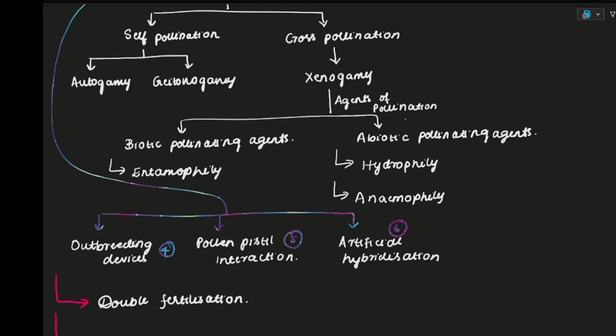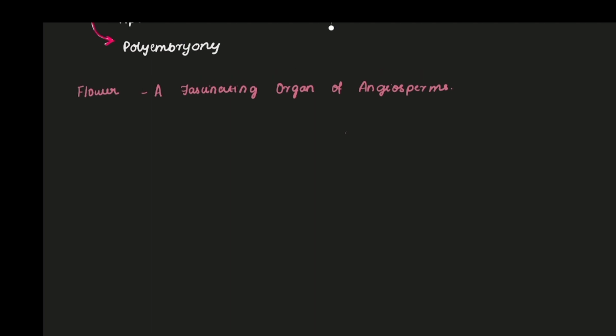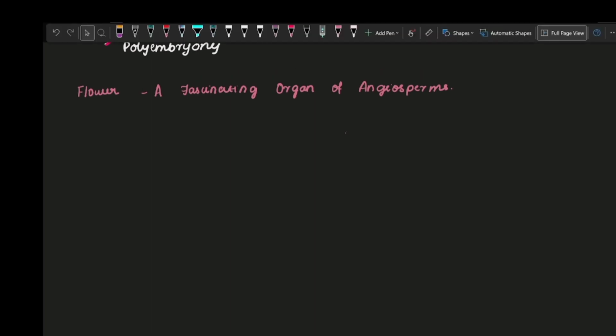So let's quickly dive into the first part, that is the flower. Beginning with the most beautiful part of a plant, because I'm sure the flower is something that will attract you a lot if you're seeing that in any plant or tree. So let's quickly dive into that.